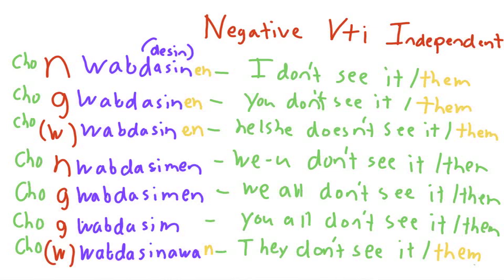Cho nawabdasimin, we but not you don't see it or them. Cho gawabdasimin, we all don't see it or them. Cho gawabdasim, you all don't see it or them. Cho wabdasinawa, they don't see it. Cho wabdasinawan, they don't see them.